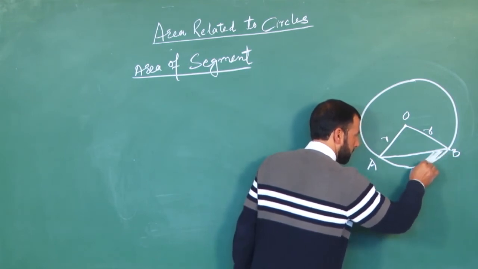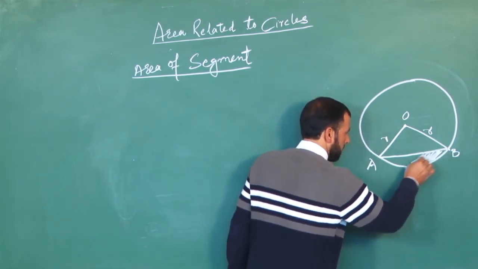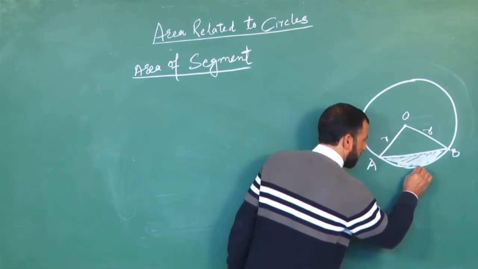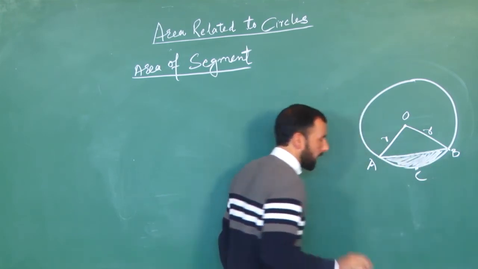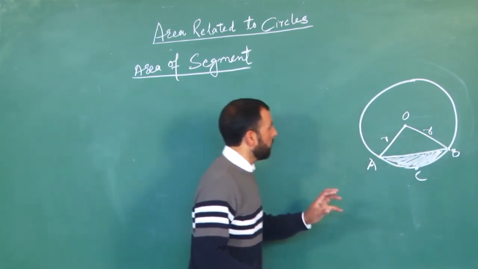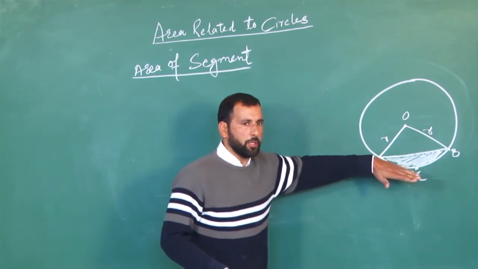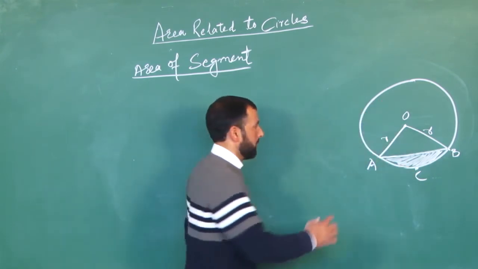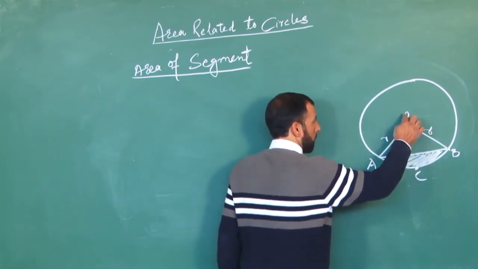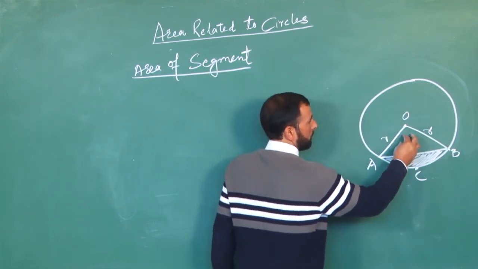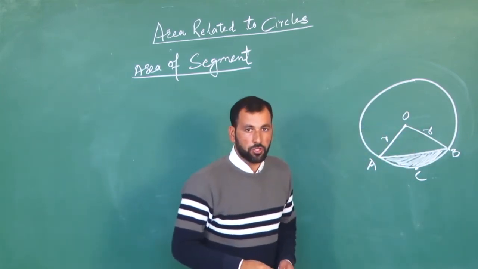This shaded region is said to be the segment of a circle, and we take another point here, C. So the segment here is ACB. Clearly, we have to find out the area of this ACB. By observing the figure, we can find the area of ACB as the area of the complete sector OACB minus the area of this triangle.